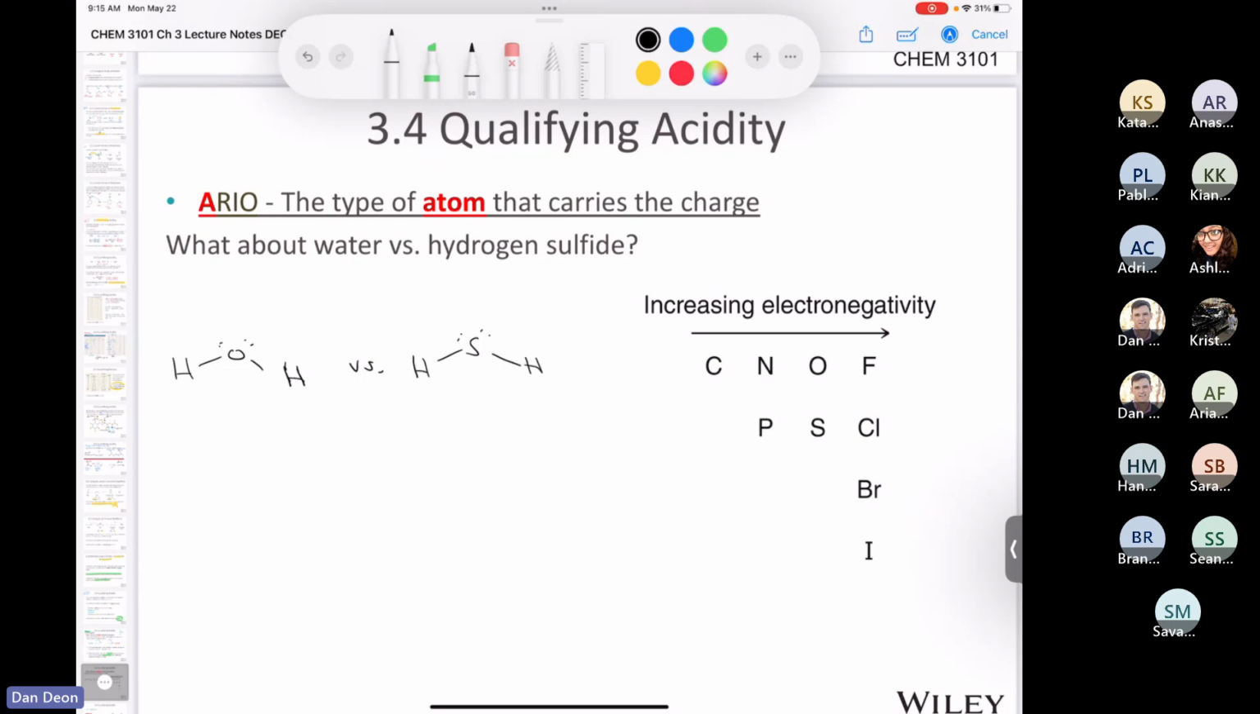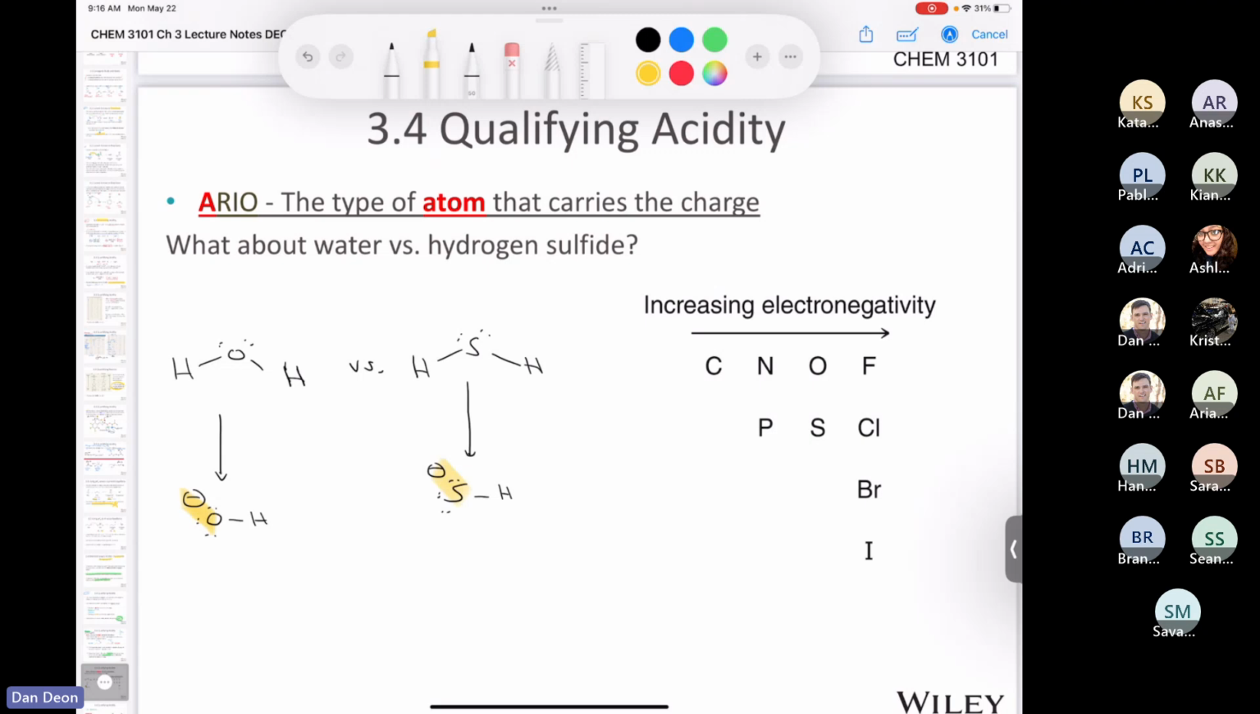So which one is more acidic? Is it going to be water or hydrogen sulfide? Well, if we want to evaluate the relative acidity, what we're going to do is we're going to look at the stability of their conjugate bases. So if water loses a proton, you end up with a hydroxide ion. And if hydrogen sulfide loses a proton, you end up with a hydrosulfide ion. So put that here. So now you have the negative charge on an oxygen or a sulfur.